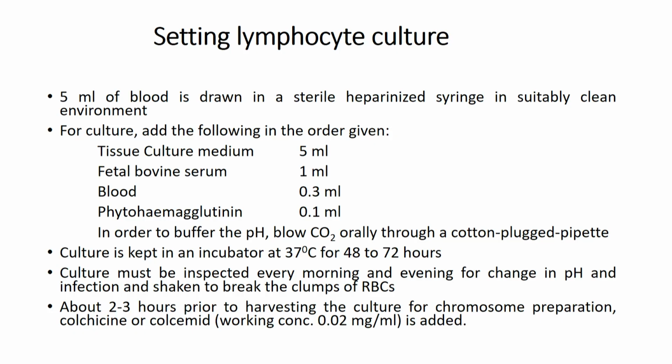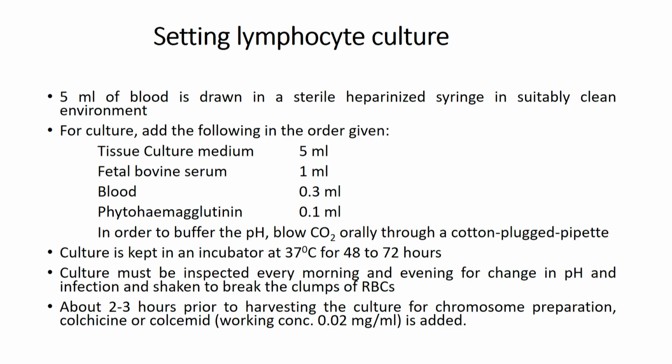If they have to divide, that means we have to place them in culture. So for setting lymphocyte culture, 5 ml of blood is drawn from the body in a sterile heparinized syringe in suitably clean environment. Heparinized because this will prevent blood clotting. Otherwise, clotted blood will have lots of lymphocytes that will be gone with the clot, and they will not be of use for us.